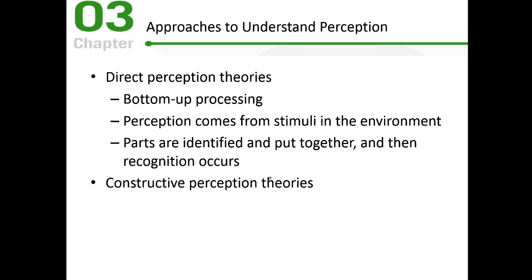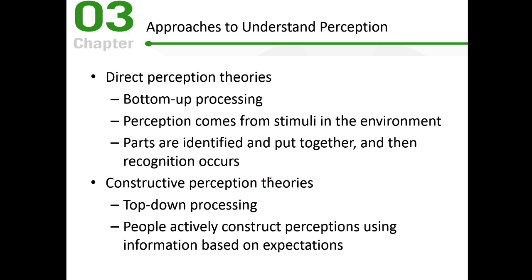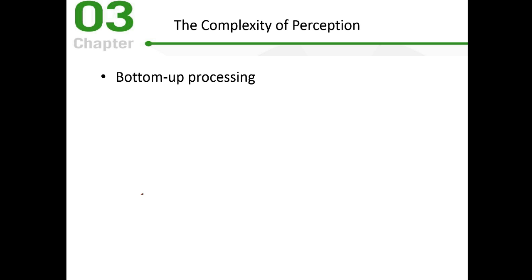Another type of theory are called constructive perception theories, and those are also just what they sound like. That suggests that we construct reality. For example, we might engage in top-down processing, and this is where we actively construct our perceptions using information that is based on expectations. So let's take a more careful look at bottom-up processing as well as top-down processing. And we'll start with bottom-up processing.